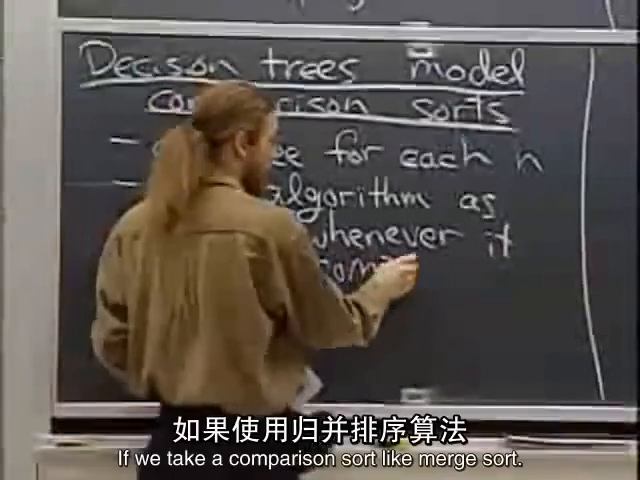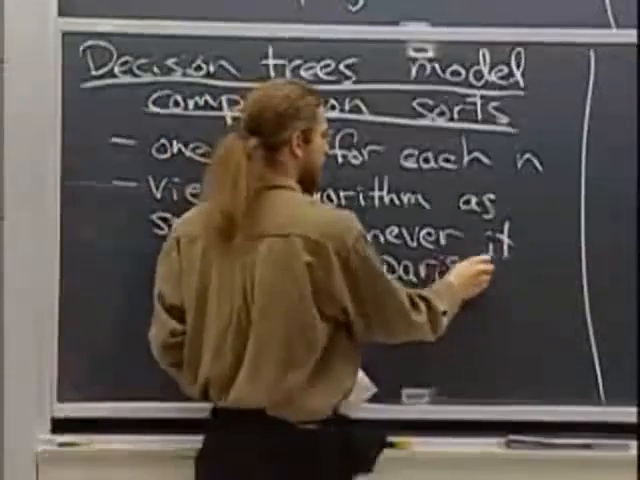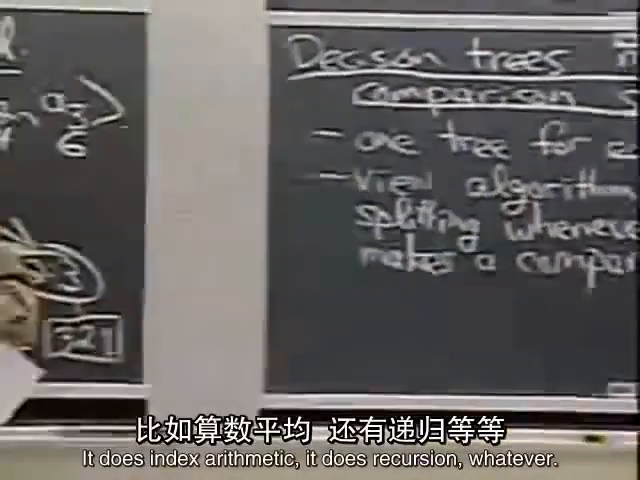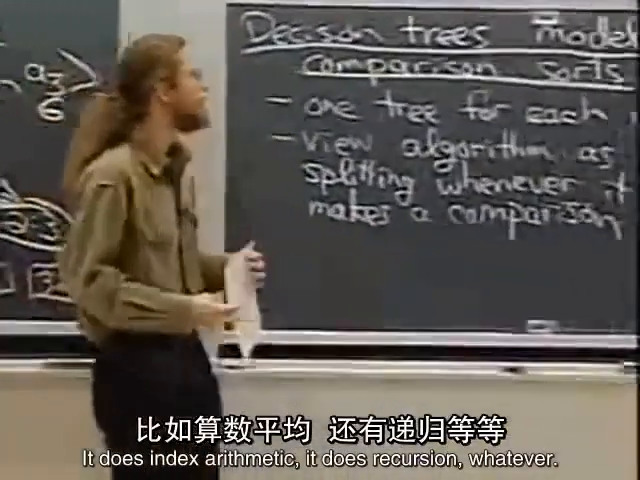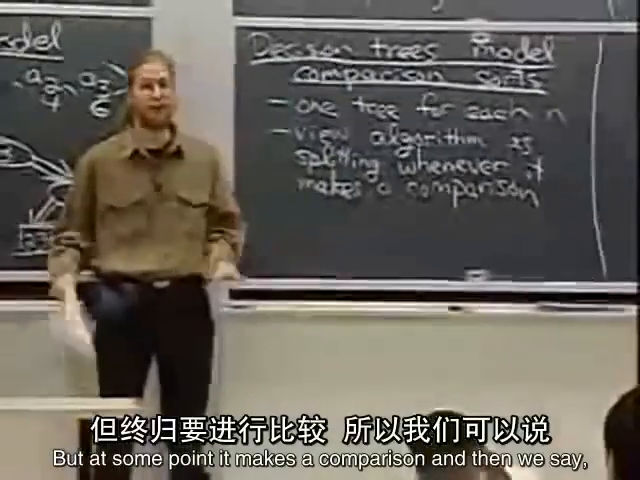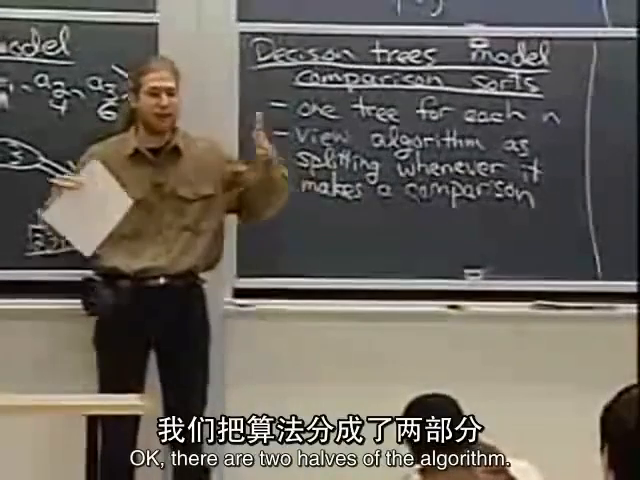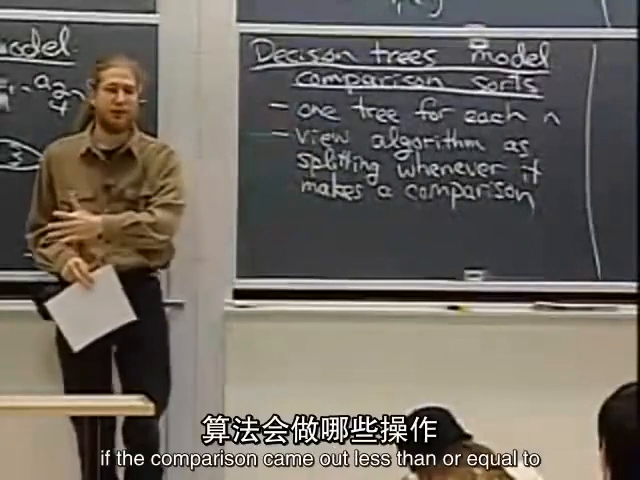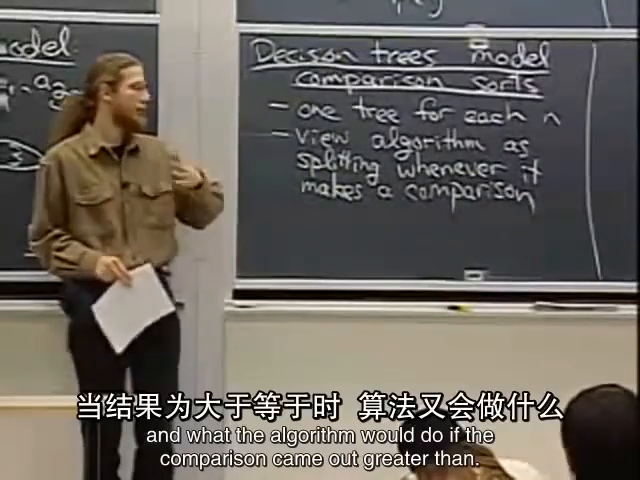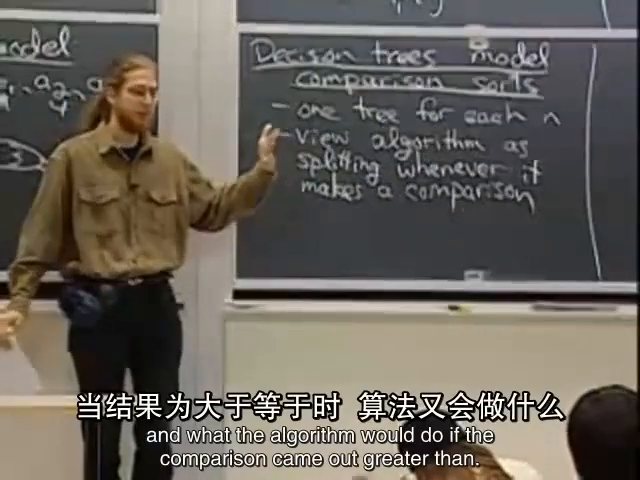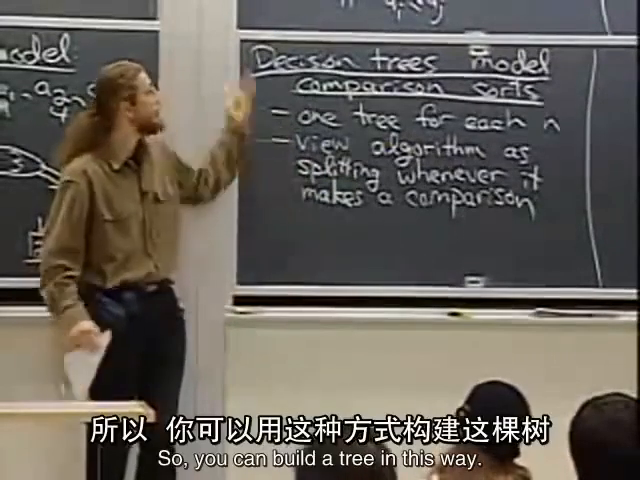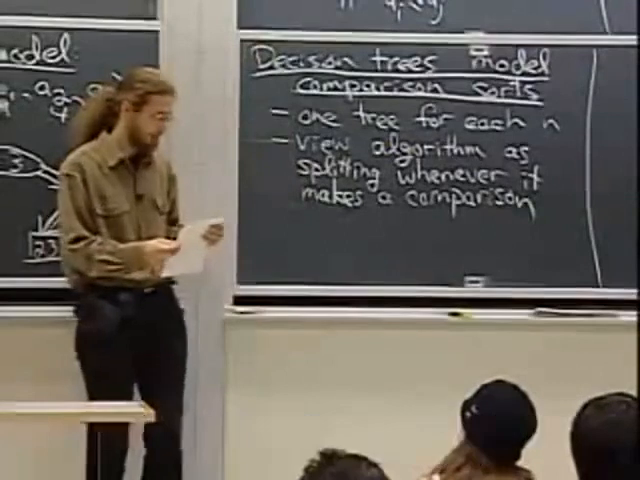If we take a comparison sort, like merge sort, and it does lots of stuff. It does index arithmetic, it does recursion, whatever. But at some point, it makes a comparison. And then we say, OK, there's two halves of the algorithm. There's what the algorithm would do if the comparison came out less than or equal to, and what the algorithm would do if the comparison came out greater than. So you can build a tree in this way.